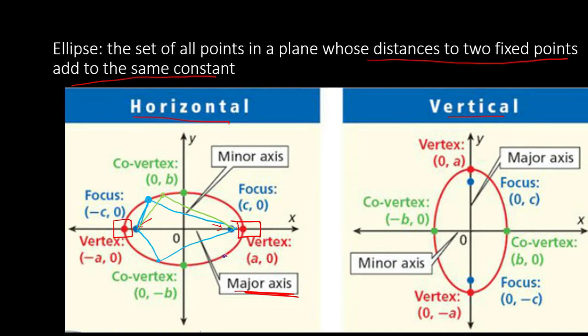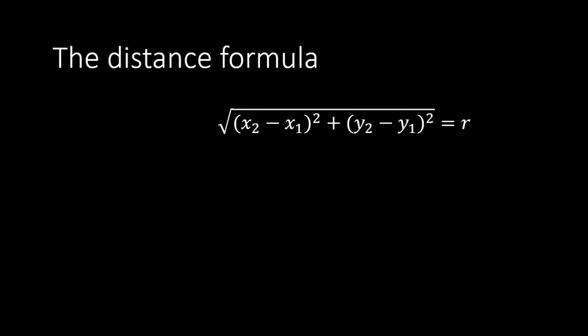If I did this point here, and I did here to here, so if I added up the two lengths of each of these, I'd get the same result. I'd get the same distance, the same constant each time. So no matter where I drag and where I measure the point to each of the foci and add together, I'd get the same result. Now, let's practice with the distance formula.